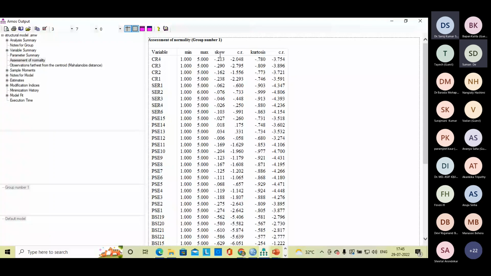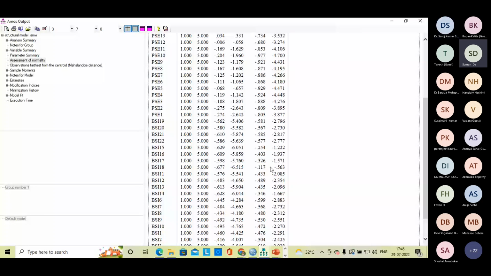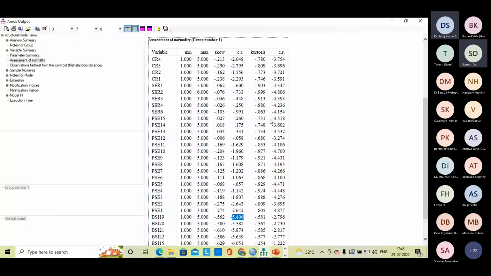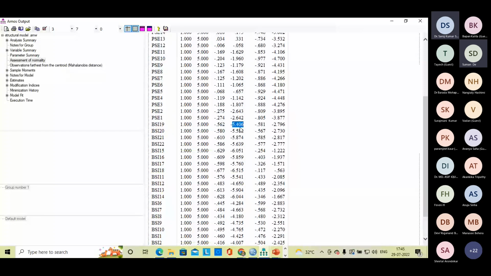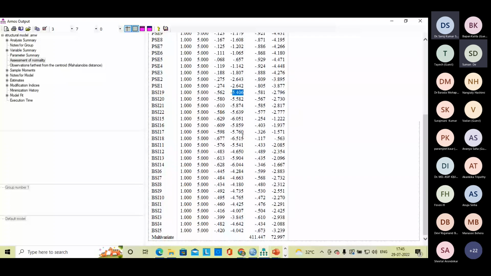But the rest, all of these are within range; only here and here also. These are all 5. So these are all violating our assumption. But all these are the univariate normality assumption.